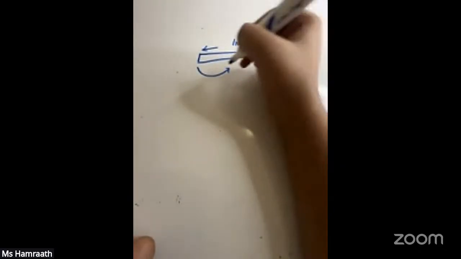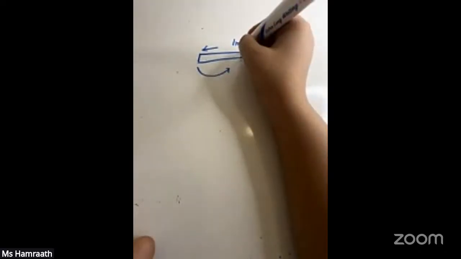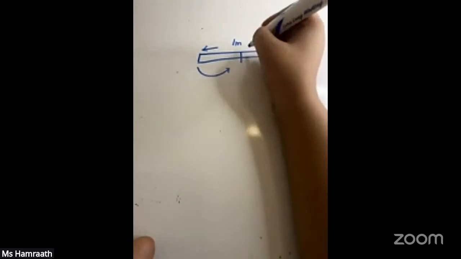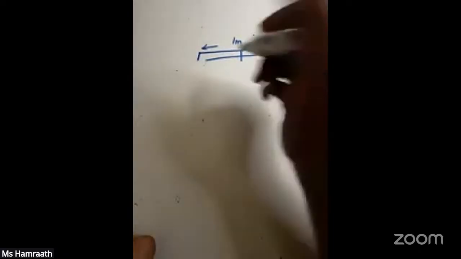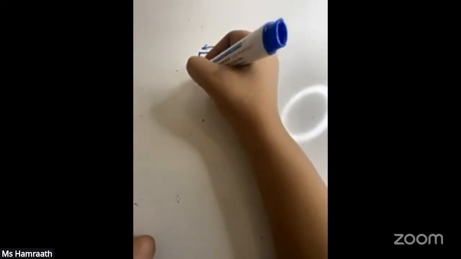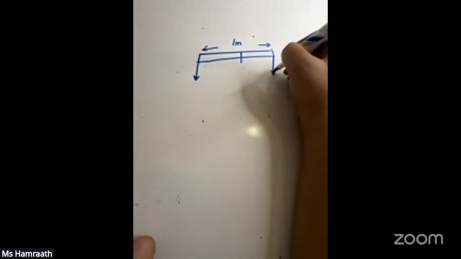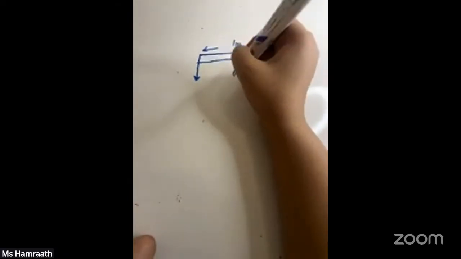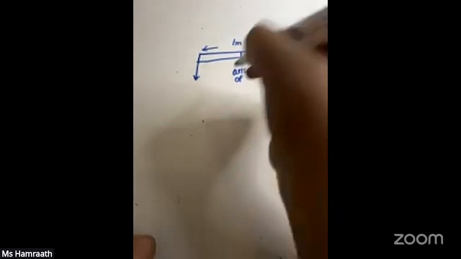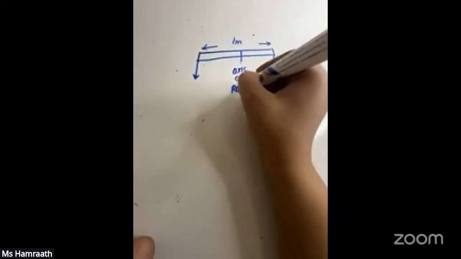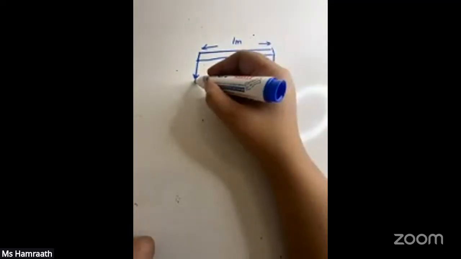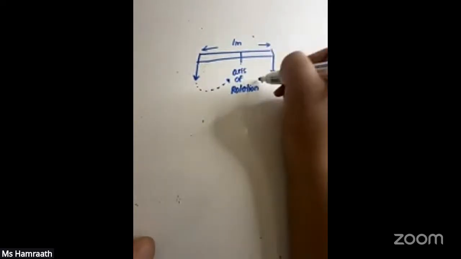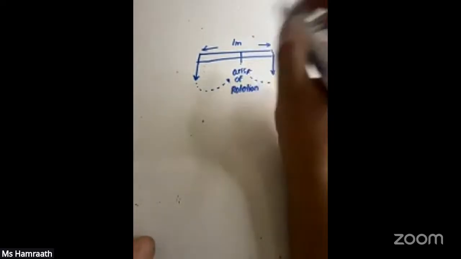Always remember, I have to bring the force closer to the axis of rotation. Let's say I'm also giving a force from here. The center is going to be the axis of rotation. If you want to find the direction of the force, you have to bring the force closer to the axis of rotation.